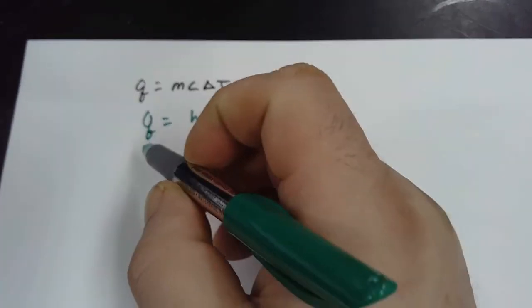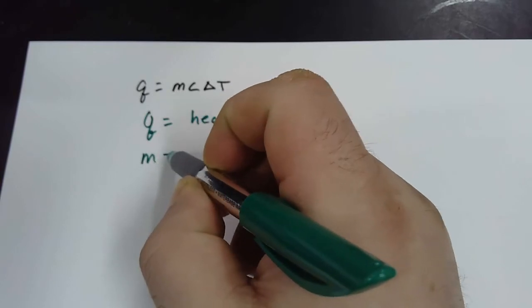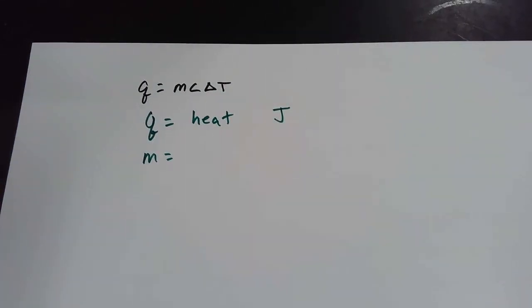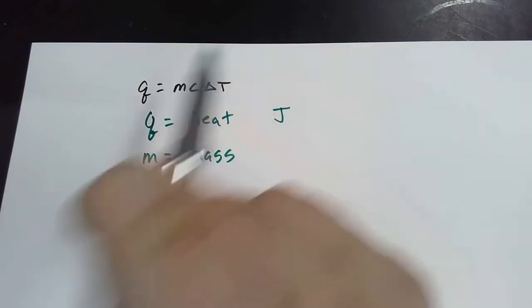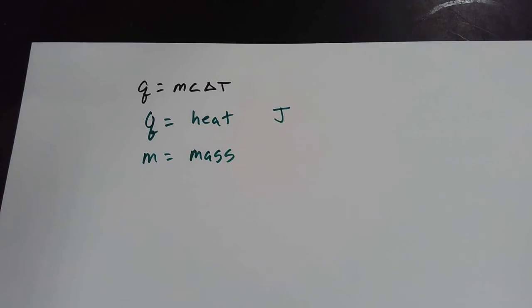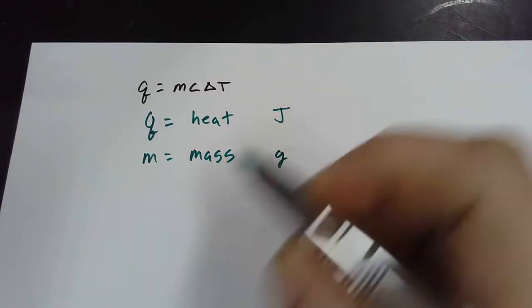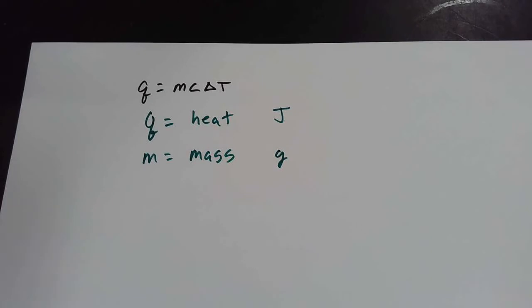What do you guys think M is? Mass. It is mass. What is the unit for mass? Grams. We use grams. Now I'm going to go really important here because what's the J? Joules. It's a unit of energy.